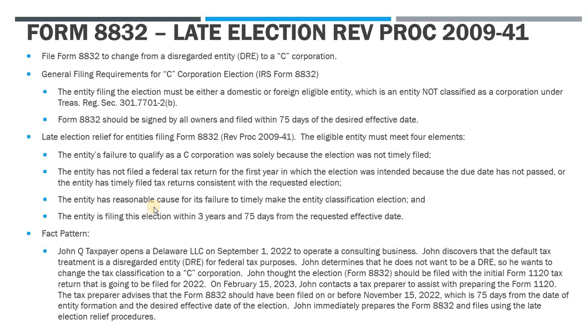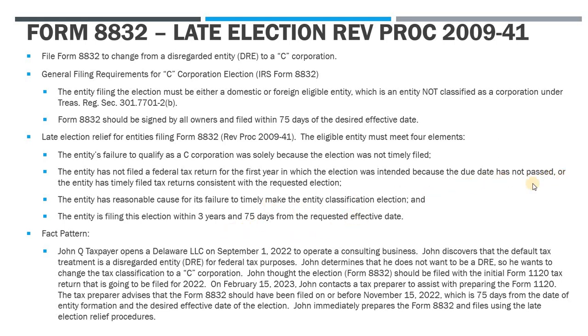The third element there, the entity has a reasonable cause for its failure to timely file, so that's really important, right? You've got to lay out a good reason, a good excuse for why it is you missed the filing. And then lastly, the entity is filing this election within 3 years and 75 days from the requested effective date. So there is a cap on it, right? So you have to catch this error within 3 years and 75 days. And so, let's say this is year 2 or 3. If we're under that mark, we can still file this election if we missed it.